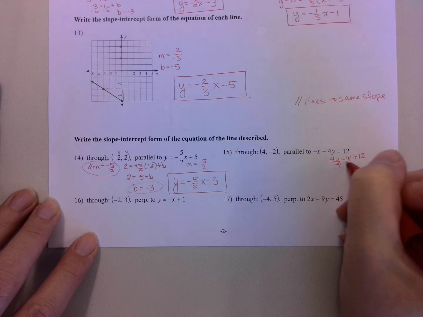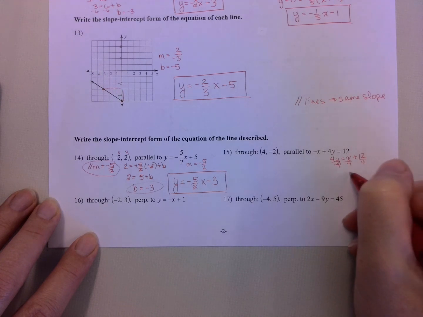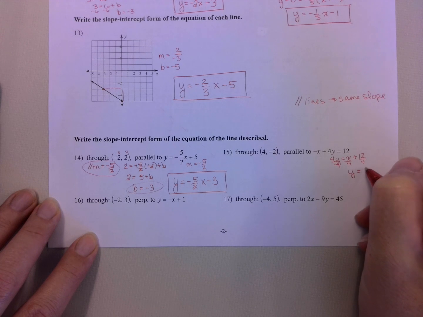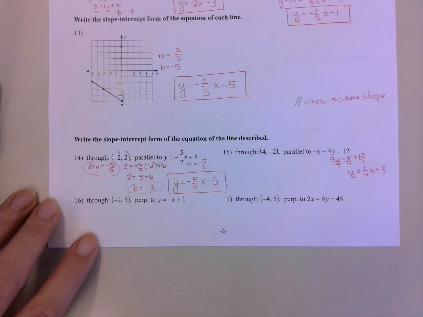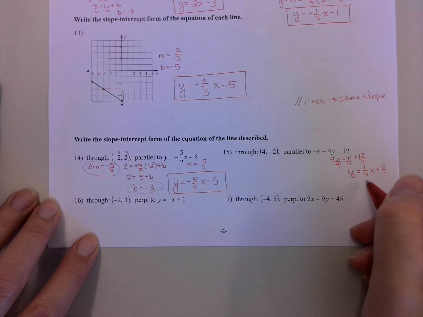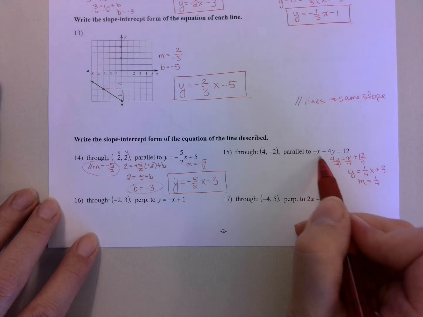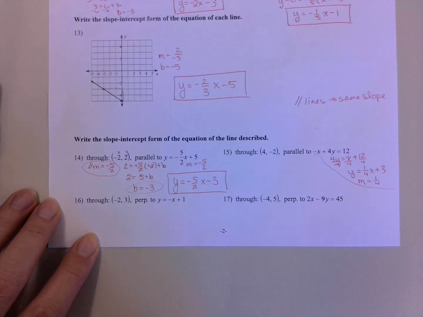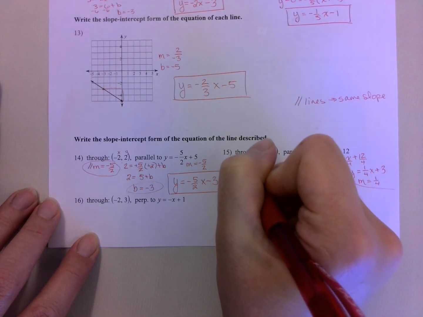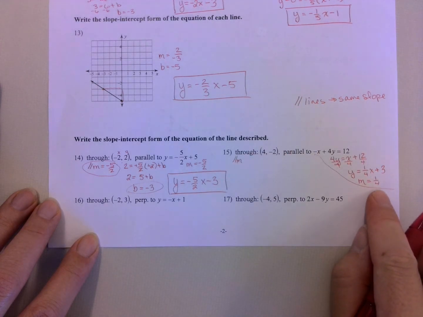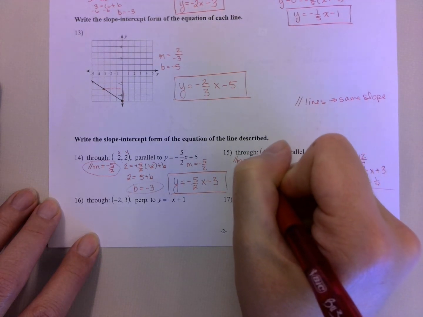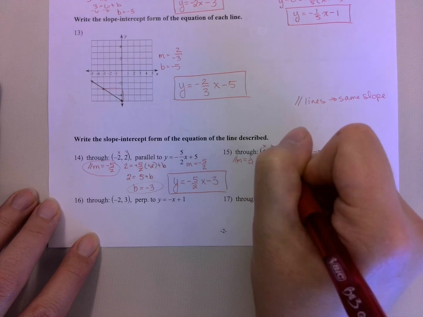Divide each piece by 4. And so I get y equals a positive 1/4 x plus 3. Okay, all I want from this is the slope of 1/4. After that, I'm really done with that. I want to talk about my line being parallel, having the same slope of 1/4. And then here's my x and my y.